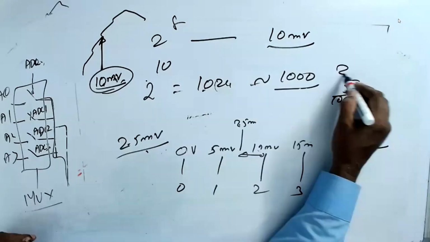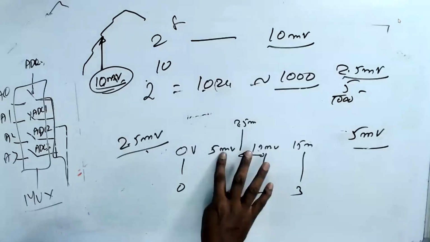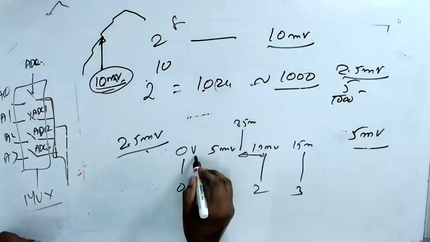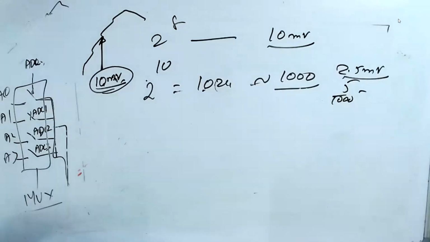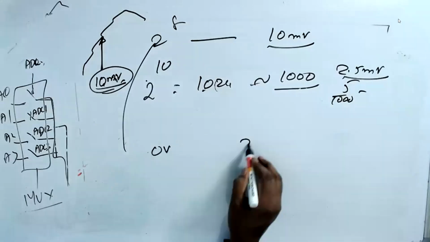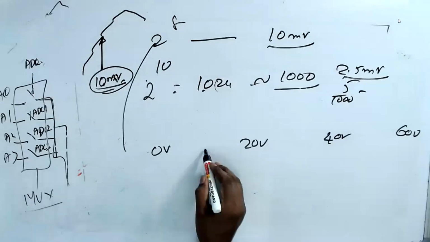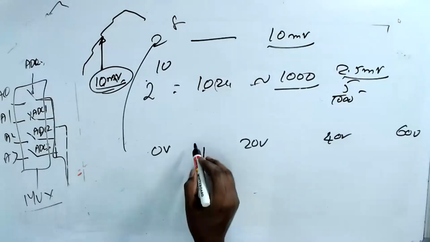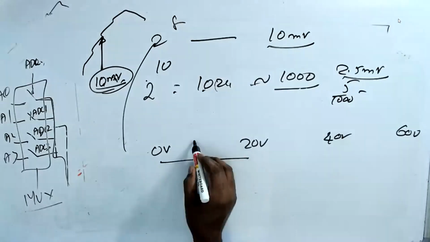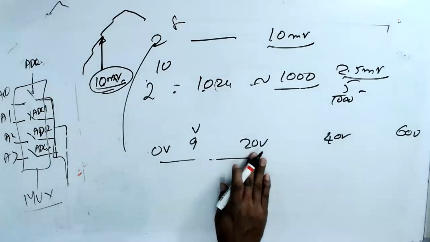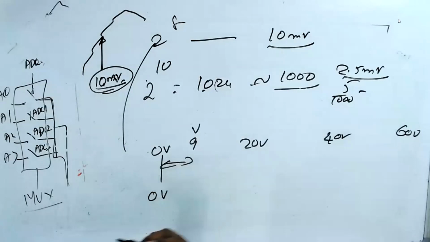Why I have taken the middle is, let me write it. The first case: 0, 20, 40, 60. If you get 10 here, both sides are the same. But if you take 9 here, then I will consider this to be a 0. So the error is only 9 millivolt. Sorry, I put everything in millivolt, not volt.